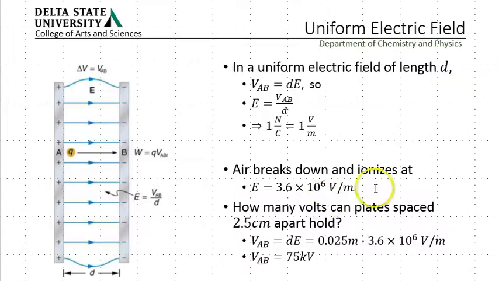If we look at this as parallel plates like we've got over here, we just ask the question, what voltage can we put on these before it breaks down? Well, V, the voltage from A to B, equals dE. We know the distance. We know the maximum field. And when we look at that, we find out we can put up to 75 kilovolts, 75,000 volts, on these plates if they're 2.5 centimeters apart.